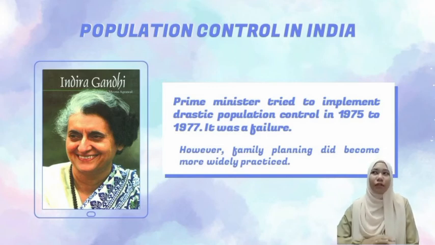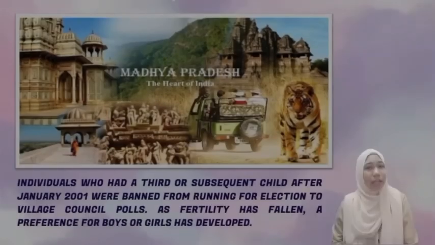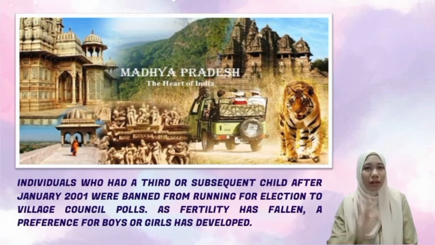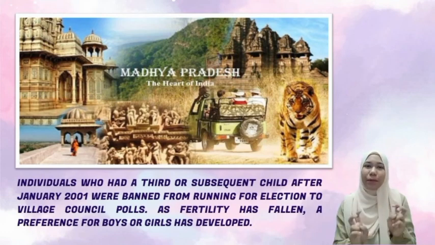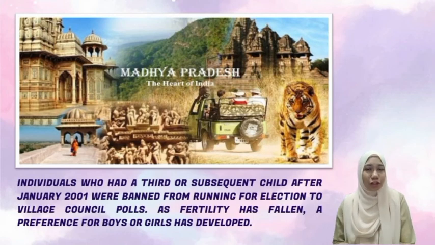Some of the acceptance of limits on family size reflects rising income among the close to 250 million middle-class Indians and somewhat improved nutrition among a significant fraction of the poor. In Madhya Pradesh, individuals who had a third or subsequent child after January 2001 were banned from running for election to village council polls. As fertility has fallen, a preference for boys over girls has developed. The result is a missing women problem parallel to China's. A stronger male bias is actually found in the better-off states of India. Future social stress: as of 2010, the ratio of males to females in India as a whole had reached 108 to 100, one of the highest in the world.